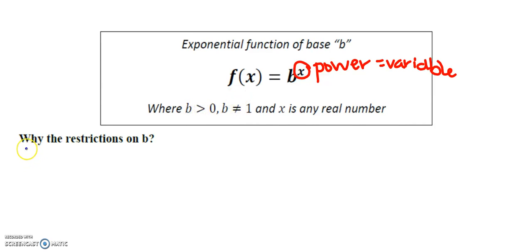So let's talk about some restrictions. First of all, if b were equal to 1, then we just get 1 raised to the x power: 1 to the first, 1 to the second, 1 to the third, 1 to the fourth, 1 to the fifth. That's just the line y equals 1, and that's boring.